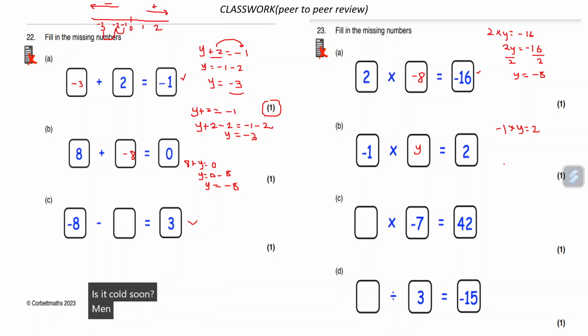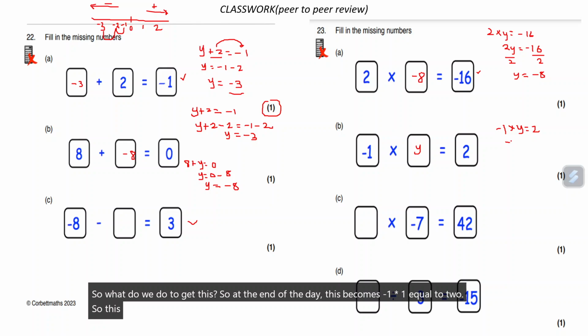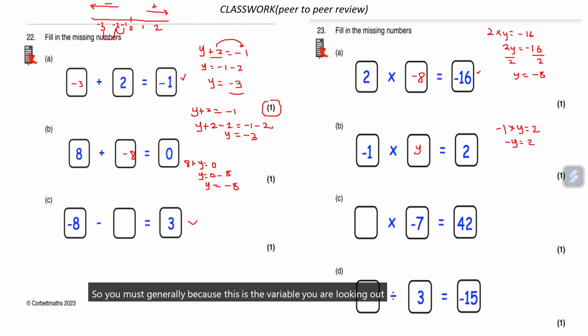Minus 1 times y is equal to 2. So what do we do to get this? At the end of the day, this becomes minus 1 times y equal to 2, so this can be minus y equals 2. In maths generally, because y is the variable you are looking out for, this becomes y equal to negative 2.